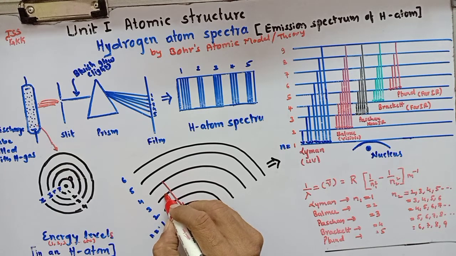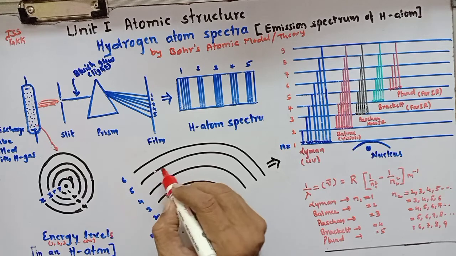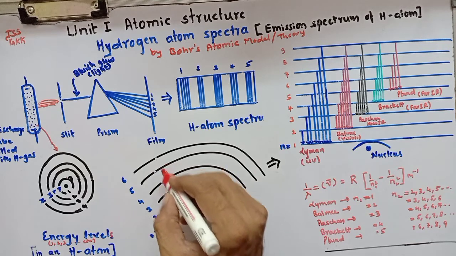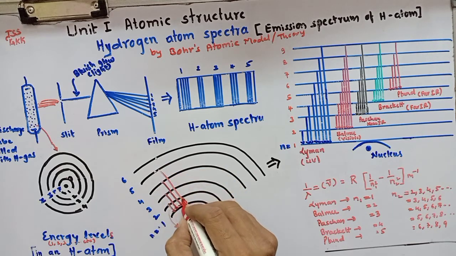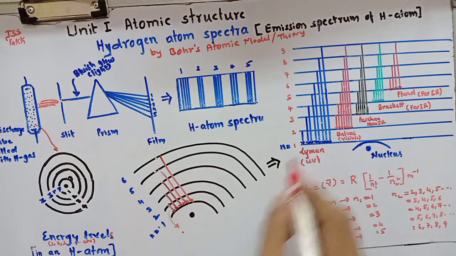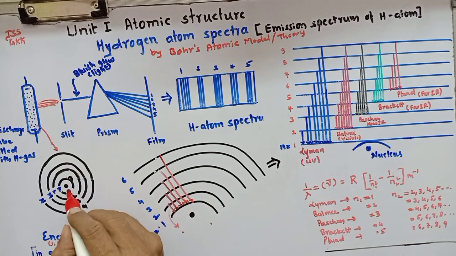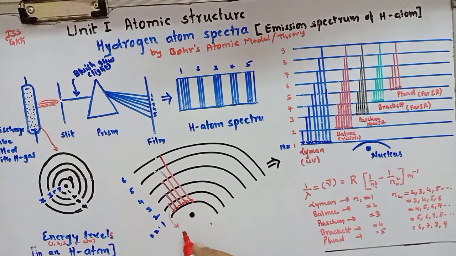For example, if the electron is present in the second energy level and it jumps to the first energy level, then it will give a Lyman series spectral line. Similarly, if the electron is present in the third, fourth, fifth or sixth energy level, any electron present in a higher energy level, if it jumps to the first energy level, then the resulting spectral lines are known as the Lyman series. That means for the Lyman series, the lowest energy level is the first energy level, and the second and third energy levels and so on are known as the higher energy levels.